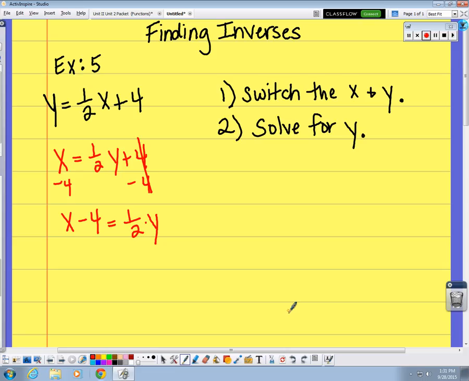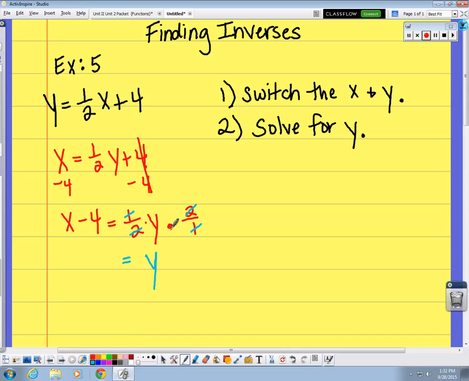Keep, change, flip. Right, keep, change, flip. So instead of dividing a fraction by another fraction, you keep this fraction, but instead of dividing, you multiply by the reciprocal, which is 2 over 1. Now the reason we did that is because look, won't this 1 and that 1 cancel? And this 2 and that 2 will cancel, leaving the y all by itself on that side of the problem.